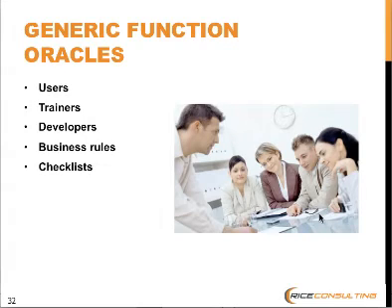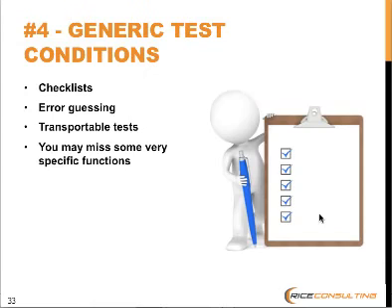So our oracles for generic functional testing would be users, developers, trainers, business rules, and checklists, and things like METs to kind of help us know what we should be expecting. Now the number 4 item are the generic test conditions. This is the error guessing part. Checklists are usually a big part of this. Just like the METs list, these are very transportable.